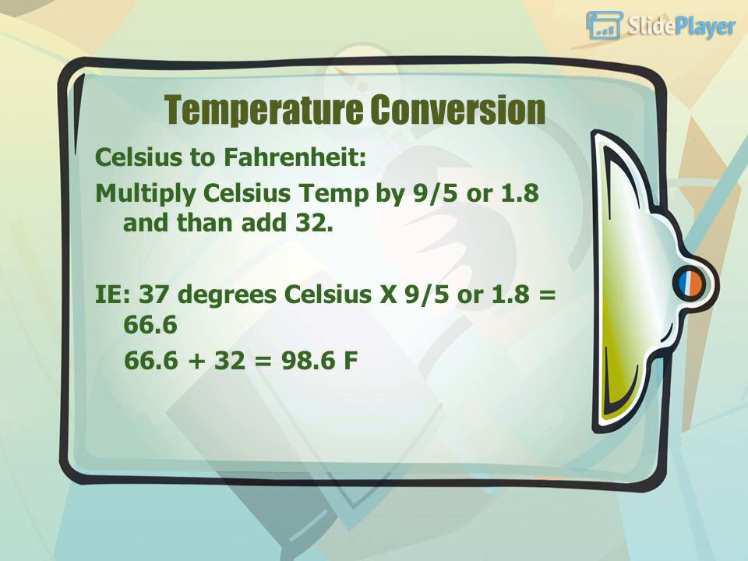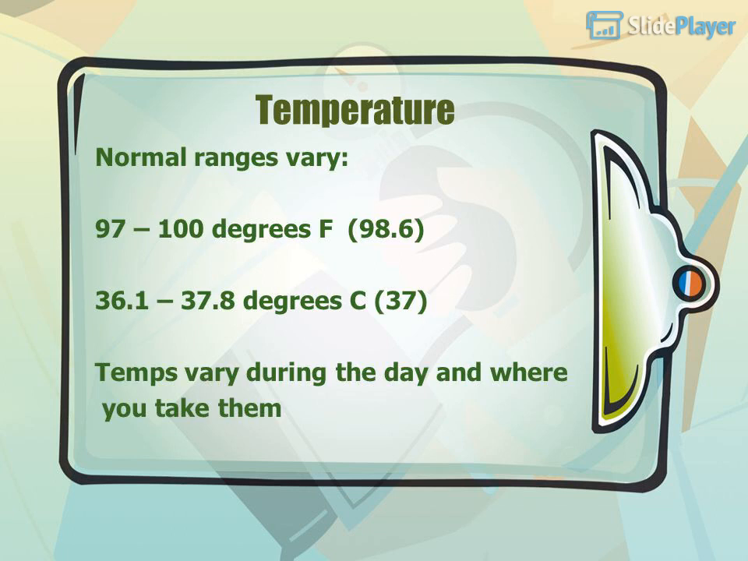Temperature conversion. Celsius to Fahrenheit: multiply the Celsius temp by 9/5 or 1.8 and then add 32. For example, 37 degrees Celsius x 9/5 or 1.8 equals 66.6. 66.6 plus 32 equals 98.6 F. Normal ranges vary: 97 to 100 degrees Fahrenheit, 98.6; 36.1 to 37.8 degrees Celsius, 37. Temps vary during the day and where you take them.